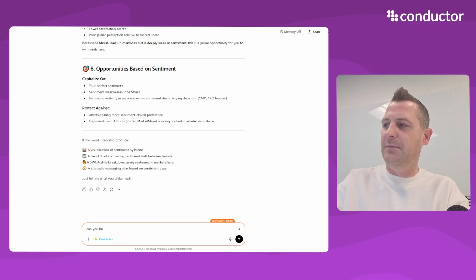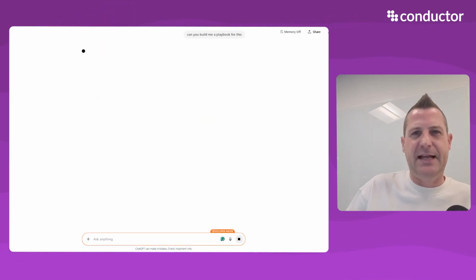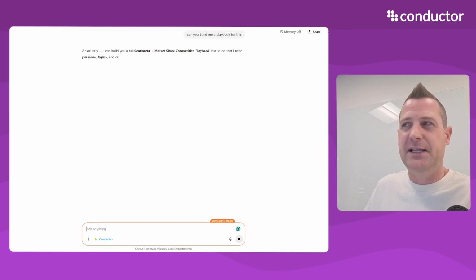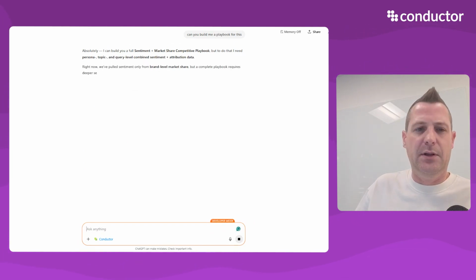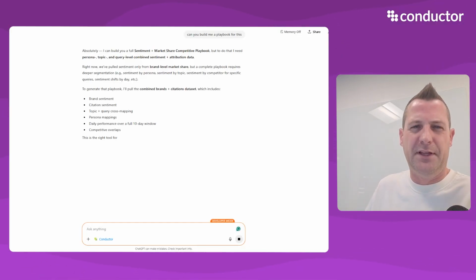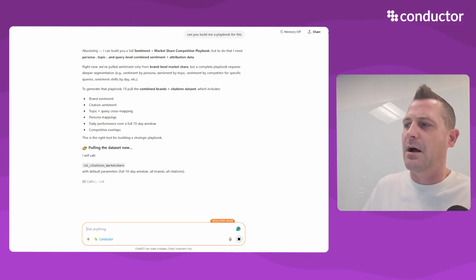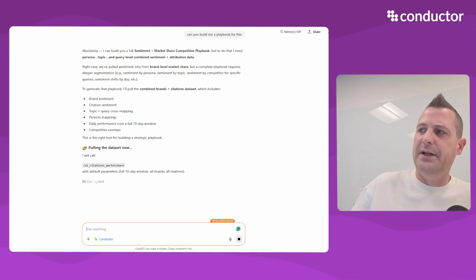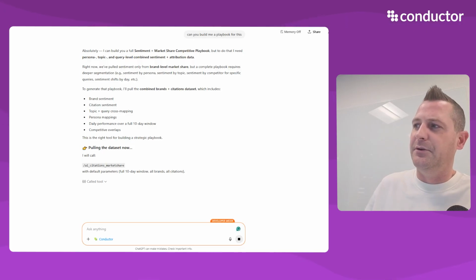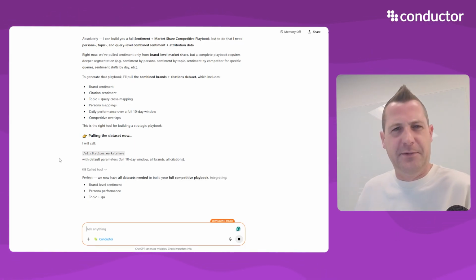Can you build me a playbook for this? This is something that a lot of people are constantly asking for. Let's say we wanted a playbook for one of the analyses that we did. From here, what you're going to see is that this is going to be based on the sentiment. Right now, it's showing what it's going to be pulling. It's going to be combining the brands and citations data sets. And, oh good, it has all of the data sets needed. Thank you for confirming, ChatGPT.